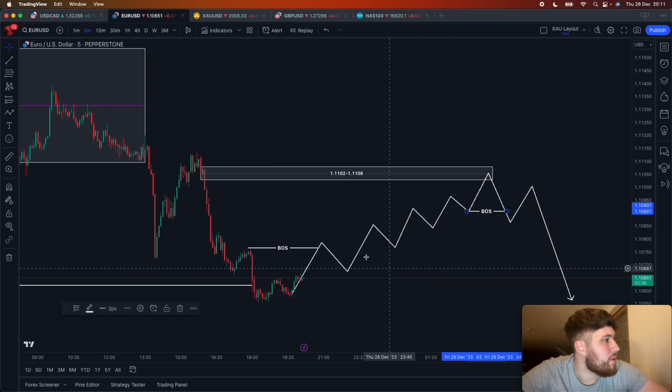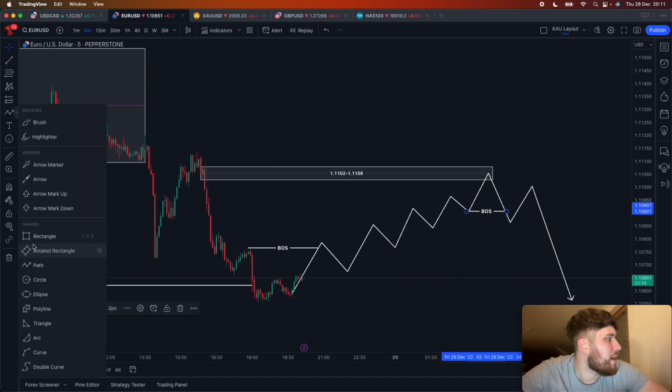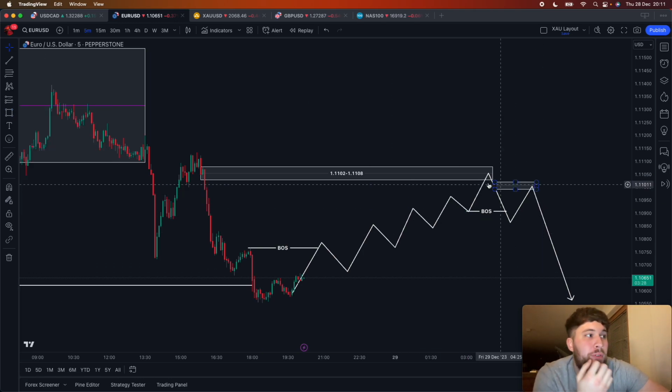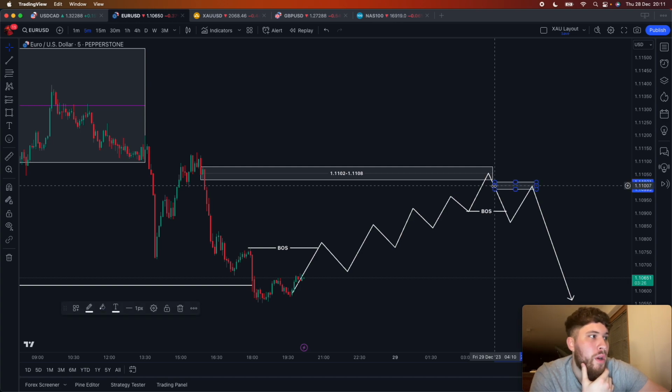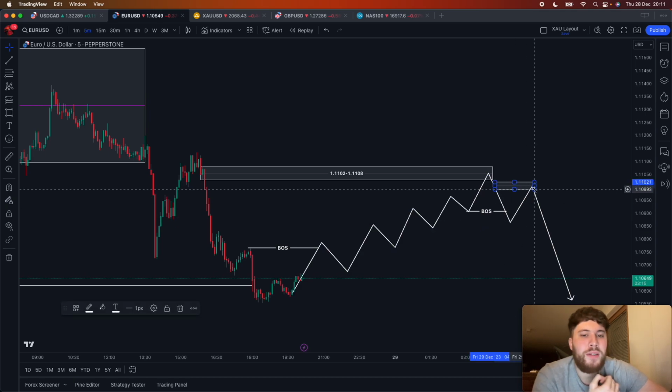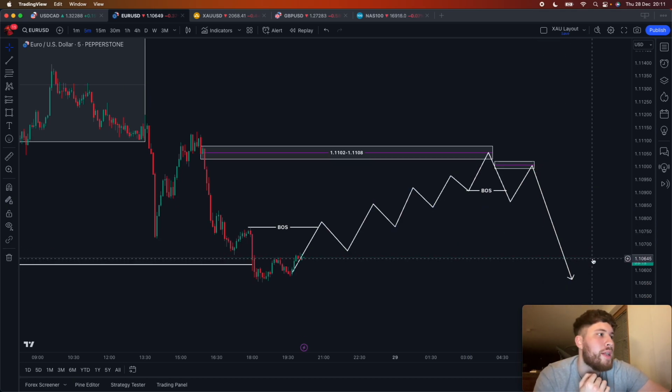And then our entry will come, if we want to be very specific with our entry and very refined, from the correction that follows after the break of structure. All we need to do is look at the impulsive wave that broke the structure, being this one here, to find any areas of supply or any order blocks that have been left over for price to trade back into, to set that lower high before trading goes lower.